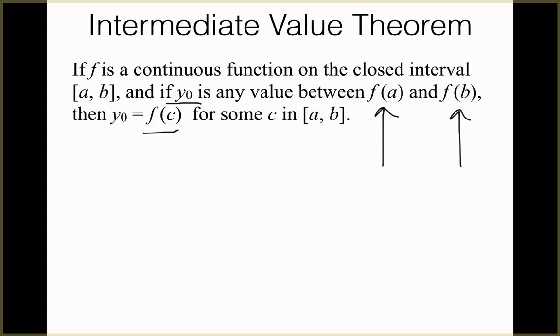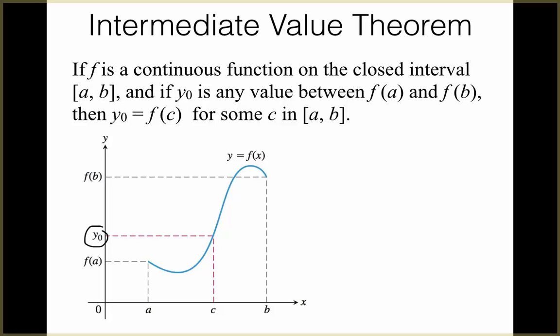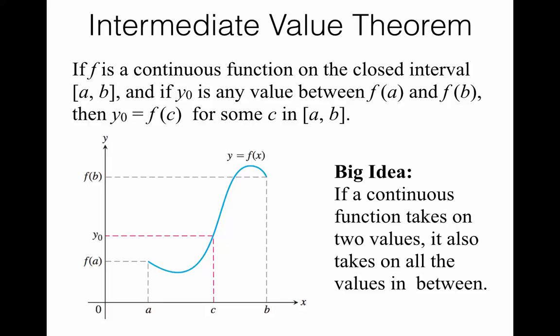So let's look at the picture that goes along with this theorem. So we see we have a continuous function between a and b. If you pick any value y0 between height f of a and height f of b, then somewhere the function will be at height y0. We're calling the x value at that point c. So the big idea is if a function is continuous and it takes on two values, then it also takes on all values in between. That's the main idea of the intermediate value theorem.